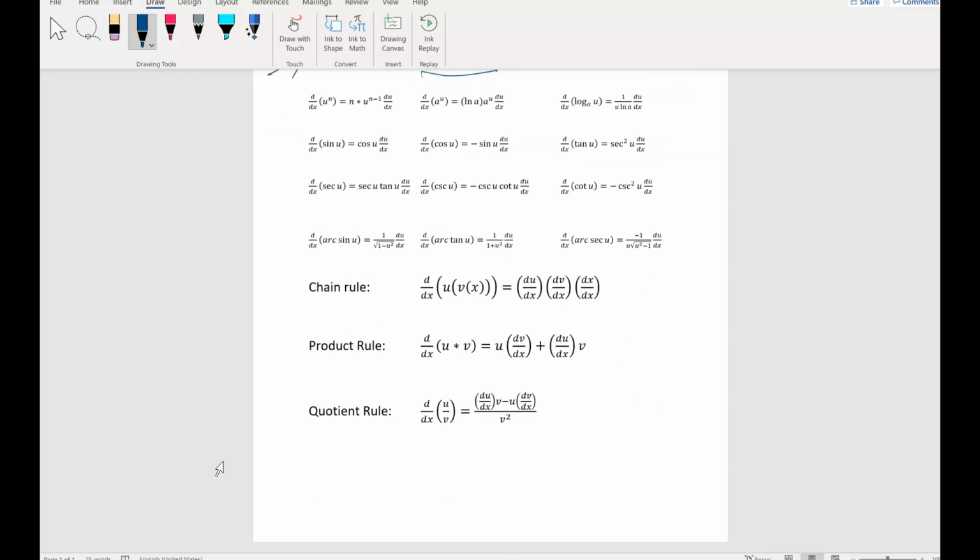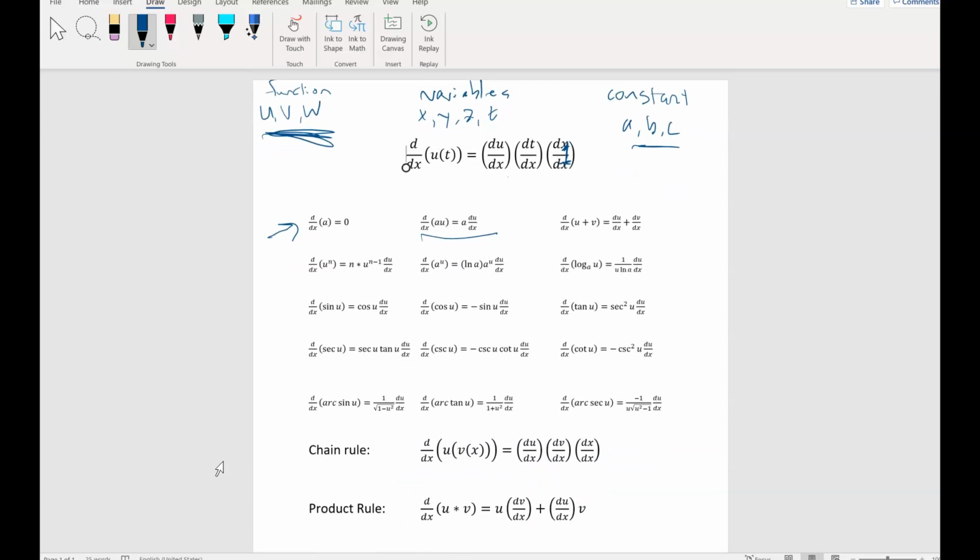So for example, let's say my function is 5 sine x, then the derivative of that would be 5 times the derivative of sine x, whatever that happens to be. But in other words, the 5 just kind of goes along for the ride. Okay?